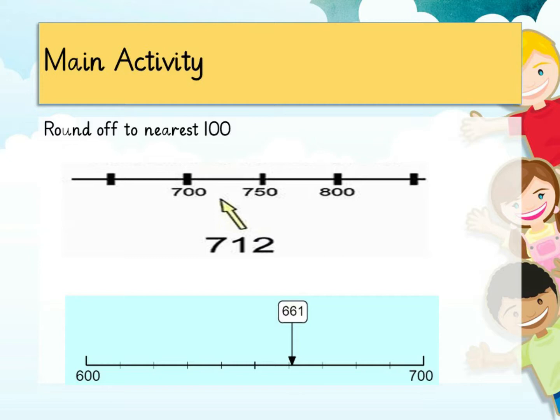Look at the next example. The given number is 661 and the number line is between 600 and 700. What is the middle number? Yes, 650. And 661 falls after the middle number or before the middle number? Yes, after the middle number. So it will be rounded up as 700.